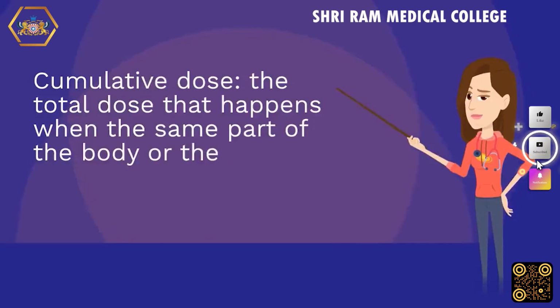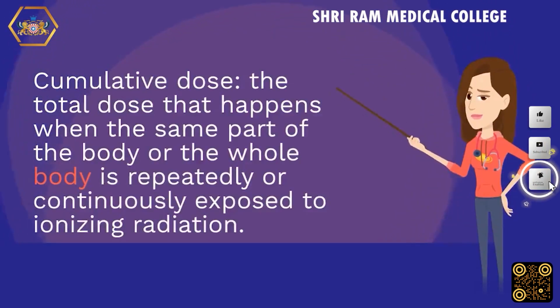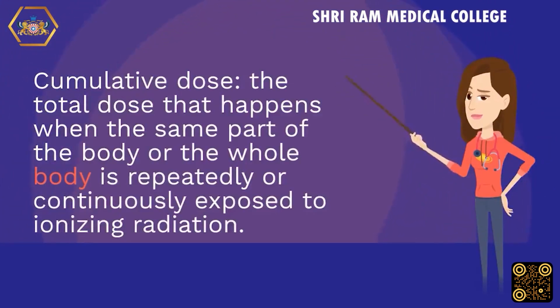Cumulative dose, the total dose that happens when the same part of the body or the whole body is repeatedly or continuously exposed to ionizing radiation.